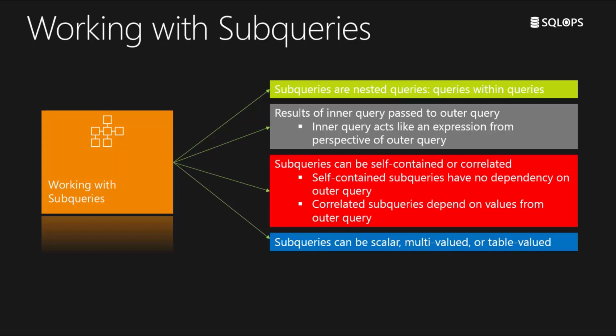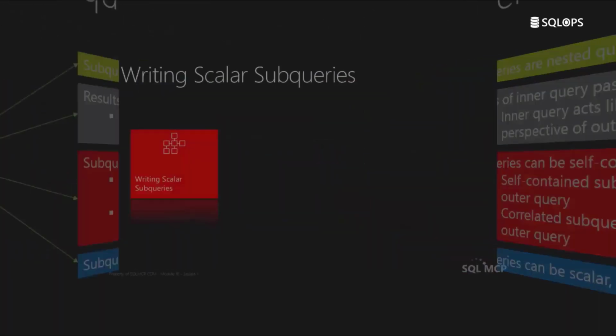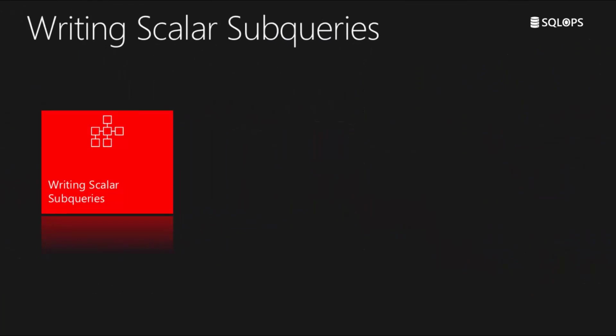Subqueries can be scalar, multi-valued, or table-valued like we discussed before. But what does that mean? Scalar subqueries, like scalar functions, return a single value, and the outer queries need to be written to process a single result. Multi-valued subqueries return a result much like a single column table, and the outer queries need to be written to handle multiple possible results. Now let's see how to write scalar subqueries.